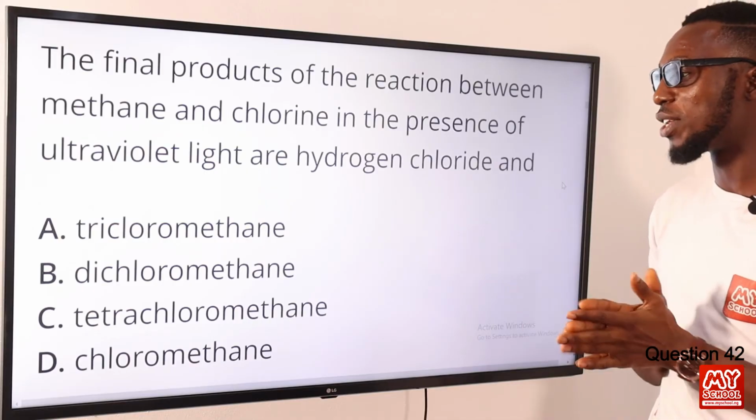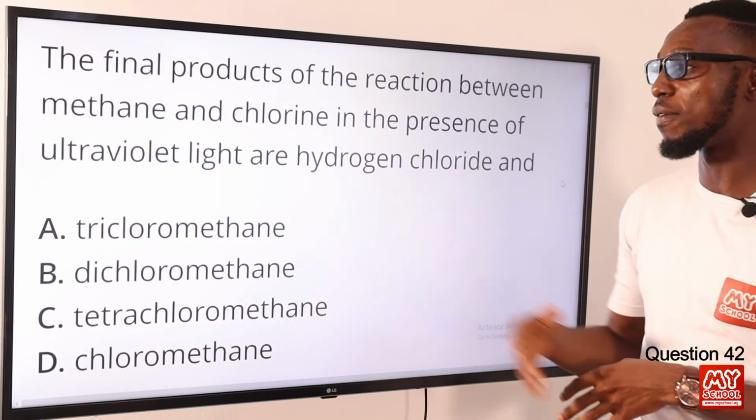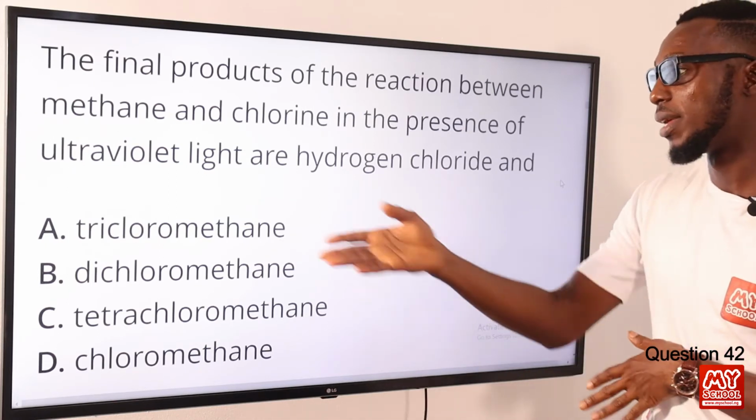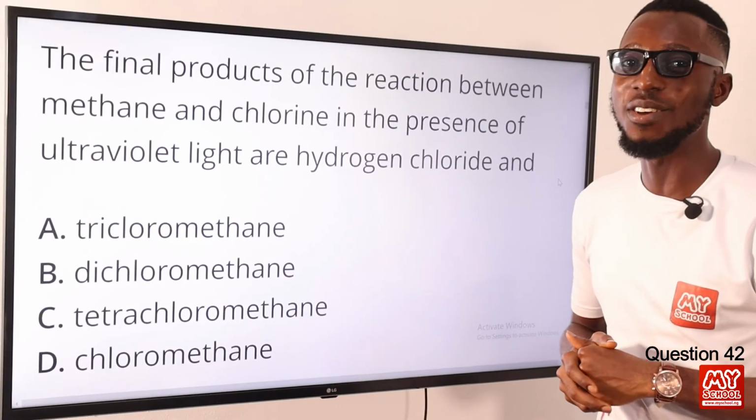So the correct option is option C for tetrachloromethane. This is very useful, of course, when it comes to anesthetic in surgical operation. That's trichloromethane. So we have option C as the correct option.